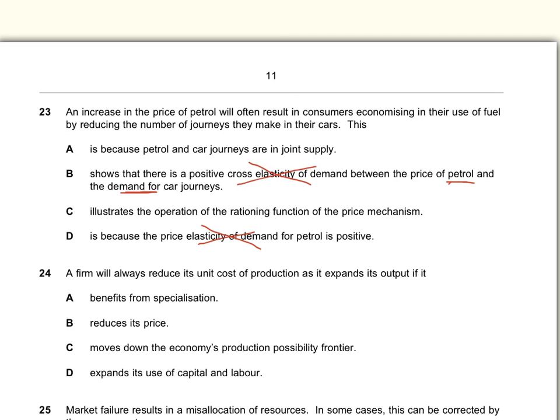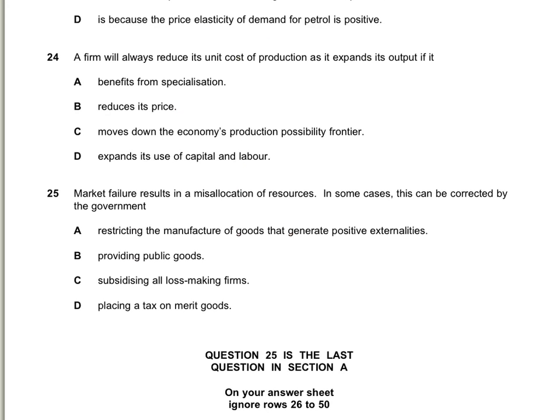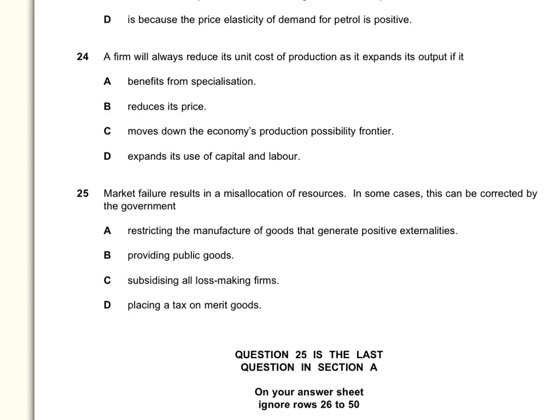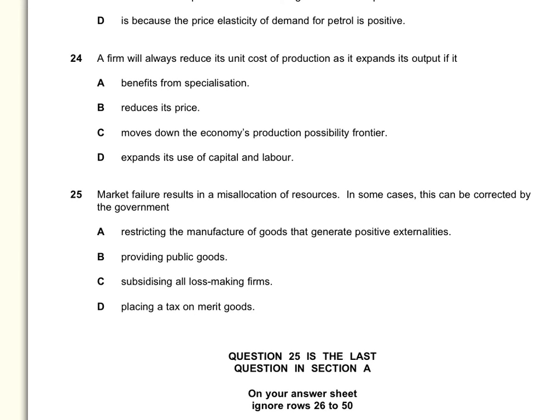Option A is not true because although there's a link between petrol and car journeys, the link isn't in terms of the supply, it's in terms of the demand. So actually this clearly illustrates that the market's working, and one of the functions of the price mechanism is to ration resources. So the answer is C. 24 is about efficiency. So reducing the unit cost of production and efficiency. The only option relating to efficiency here is specialisation.